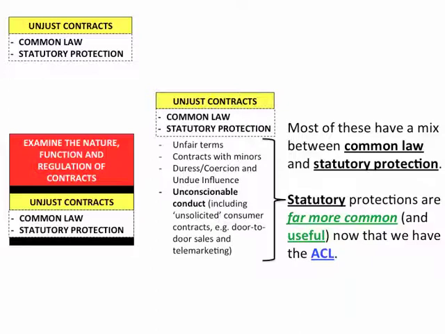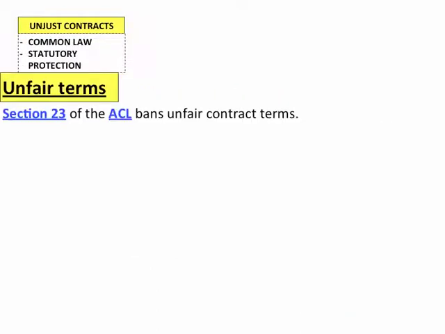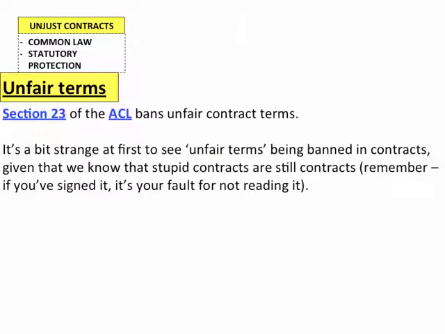So let's start with that first one, with the unfair terms. Section 23 just bans unfair contract terms. Now, it's a little bit strange to see that phrase unfair terms, right? Because remember, we saw that stupid contracts are still contracts. So if you sign it and you don't read it, then it's your fault, right? So how can we have an issue with unfair terms if you are bound by things that you sign, whether you read them or not? Because I'm sure there are things that you've signed and agreed to when you're installing software or something like that. Maybe there are unfair terms in there, but too bad. You should have read it.